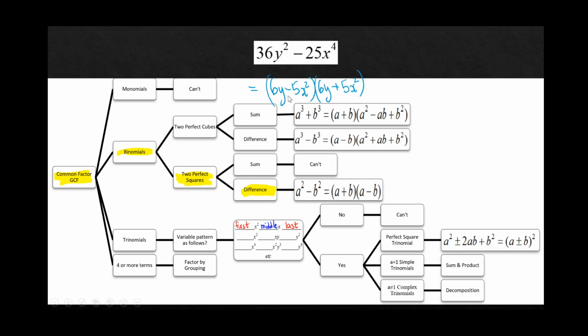Then we're going to record this answer up here to see if we can do this further. So each factor is a binomial, so we're going to go in this branch of the flowchart. Then we need to check, can we identify this as perfect squares or perfect cubes? Well, if you look at the variable y, it doesn't have a power on it that's 2 or a 3, so it's not perfect square or perfect cubes. And so this you cannot factor further, and same thing with the other bracket.